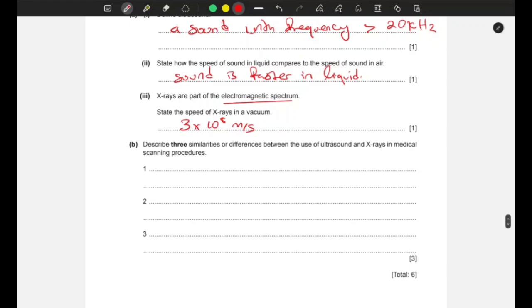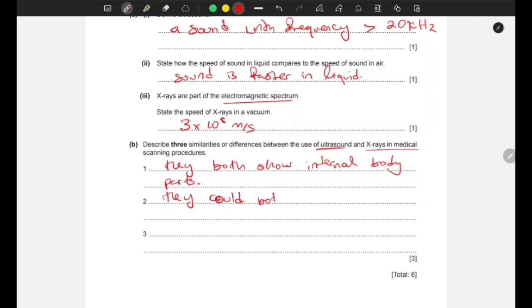Describe 3 similarities or differences between the use of ultrasound and X-rays in medical scanning procedures. So let's go for similarities. They both show internal body parts. And the next one, they could both travel through the body.